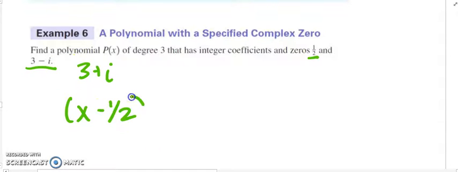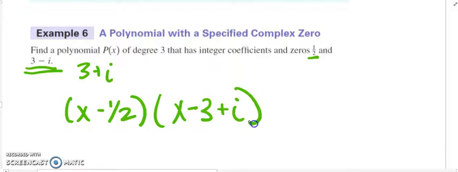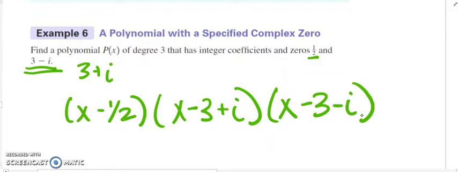So there's one. My second would be x minus 3, and then I would have to distribute that negative just like we did earlier, and then x minus 3. Alright, so there we go. I just need to FOIL it out, and then I'll go back and make sure it has integer coefficients.